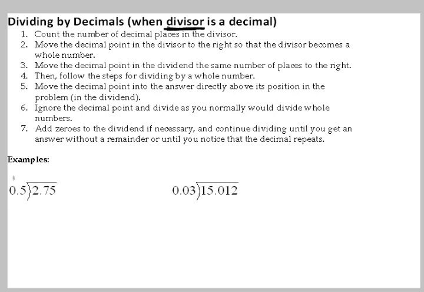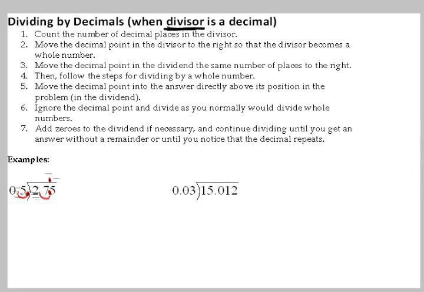So when we are dividing by a number that is a decimal, what we need to do is make it a whole number, and we do that by moving the decimal point over in the divisor to the right. And then we take the decimal point and we move it over the same number of places in the dividend. So here we moved it one place to the right, so we're going to move it one place to the right in the dividend as well. And then we take our decimal point and put it right above into the answer.